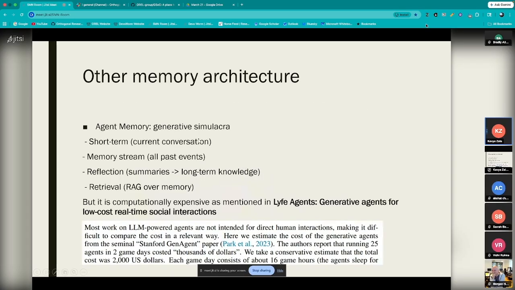Again, another memory architecture which I have seen is the Simulacra one, because it has a short-term memory stream where all past events are stored. It summarizes the events into long-term memory, and they also have RAG. But the method they have used in the Simulacra one is actually expensive, as mentioned in the life agents paper. I've also taken a screenshot from that paper and mentioned it here that the computation cost was $2,000 when it was run for just 2 game days.